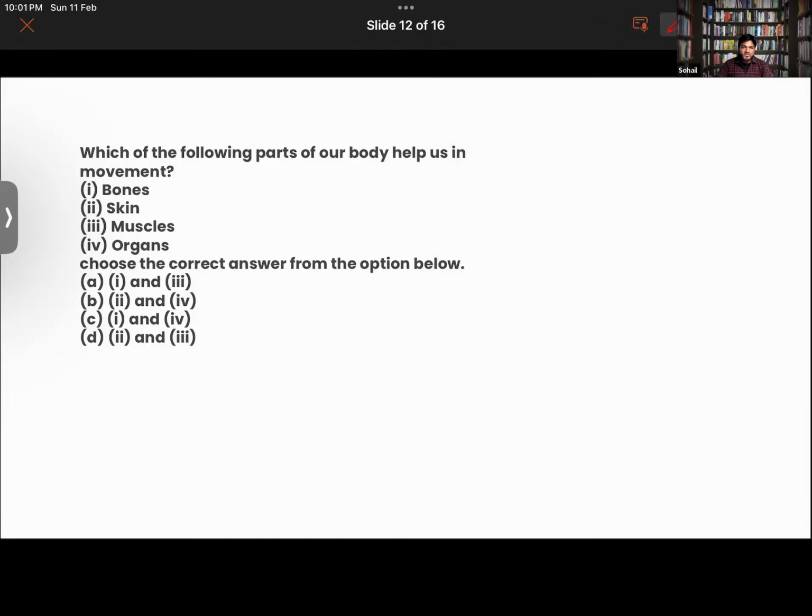Which of the following parts of our body help us in movement? Only bones. We have to answer from here, A, B, C, or D.